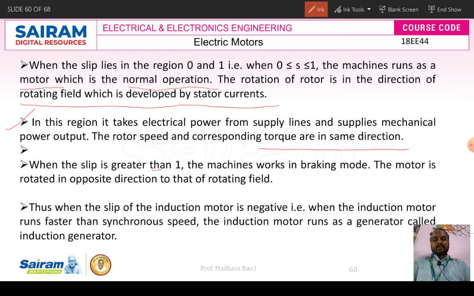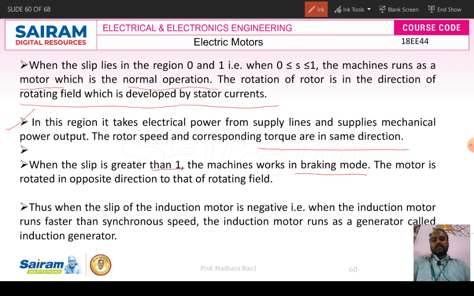When slip is greater than 1, the machine works in braking mode, and the machine will stop running. So when slip is more than 1, it works in braking mode. The motor rotates in the opposite direction to the rotating field, so it brakes and stops.